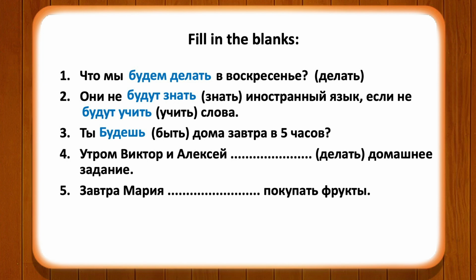Виктор и Алексей, these are the names of two boys. Because it is two boys, we will use the form они. So, to conjugate the verb быть. Утром Виктор и Алексей будут делать домашнее задание.